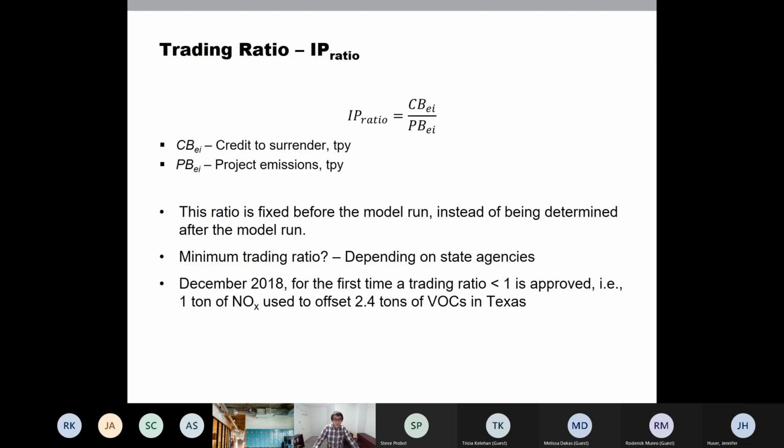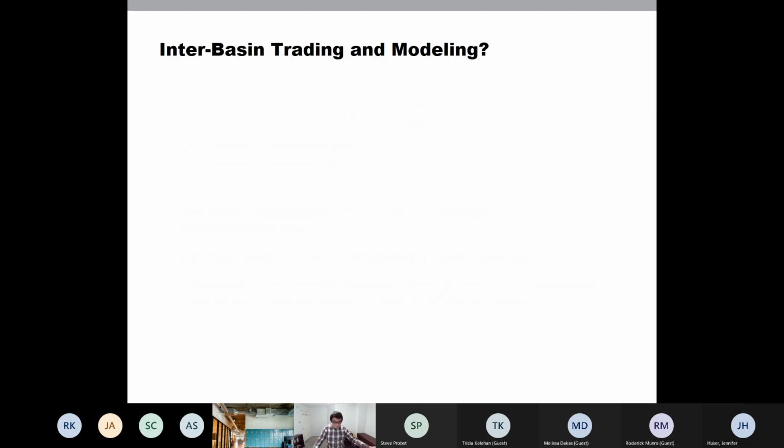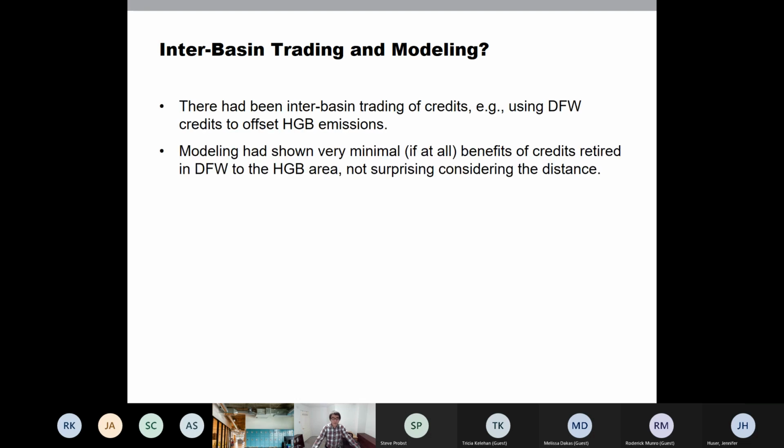There are also some other topics, like trading and modeling. Interbasin trading was also done in the past, about a few years ago. People have been using Dallas-Fort Worth credits to offset HGB emissions. In fact, that modeling project wasn't a complete combination. They used part of the Dallas-Fort Worth credits and part of the Houston-Galveston credits to offset Houston-Galveston projects.